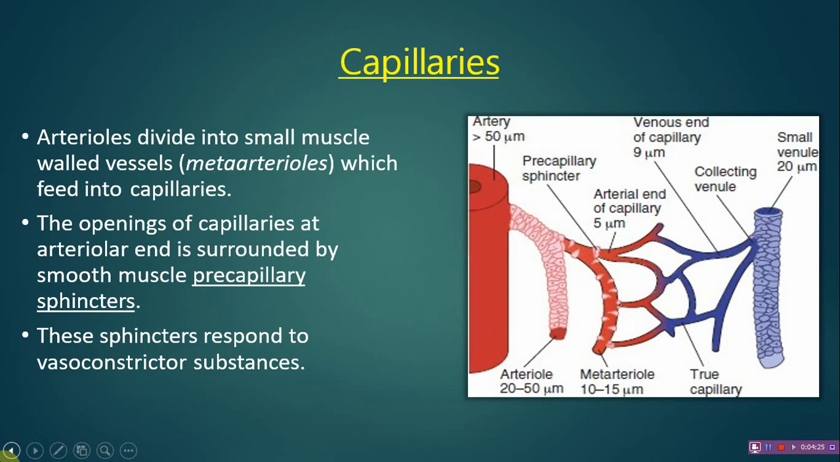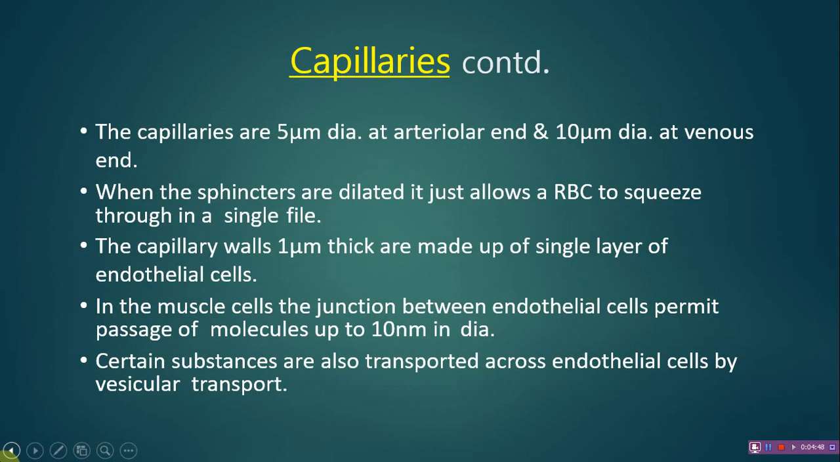For the capillaries, the arterioles divide into small muscle-walled vessels called meta-arterioles, which feed into the capillaries. The openings of capillaries at the arteriolar end are surrounded by smooth muscle precapillary sphincters. These sphincters respond to vasoconstrictors. The capillaries are 5 micrometers in diameter at the arteriolar end and 10 micrometers at the venous end. When the sphincters are dilated, they allow the RBCs to squeeze through in a single file.